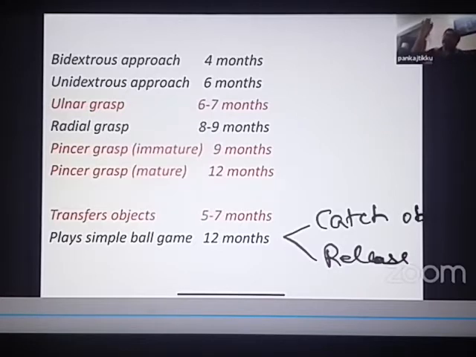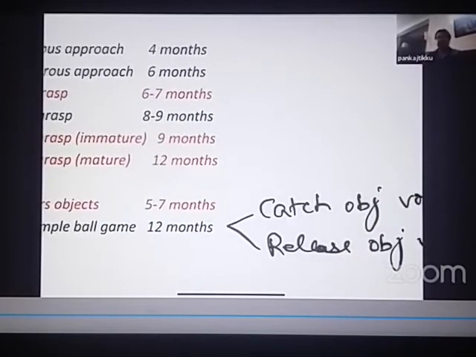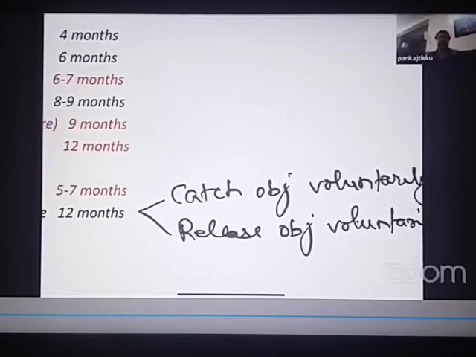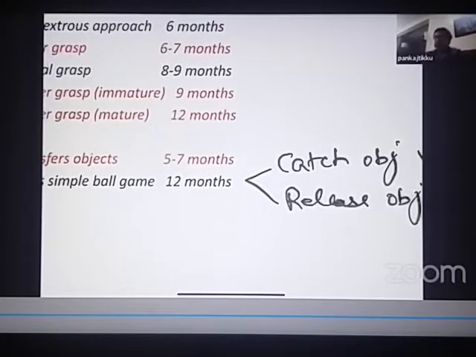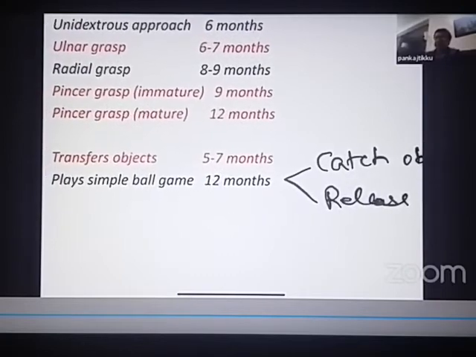Pincer grasp, this is the pincer grasp, thumb and index finger, 9 months, but a mature pincer grasp only at 12 months. Transfers objects from one hand to another hand at 5 to 7 months and plays a ball game, which means catches the objects voluntarily and releases the objects voluntarily. So catches the objects voluntarily and releases the objects voluntarily, both at the age of 12 months.